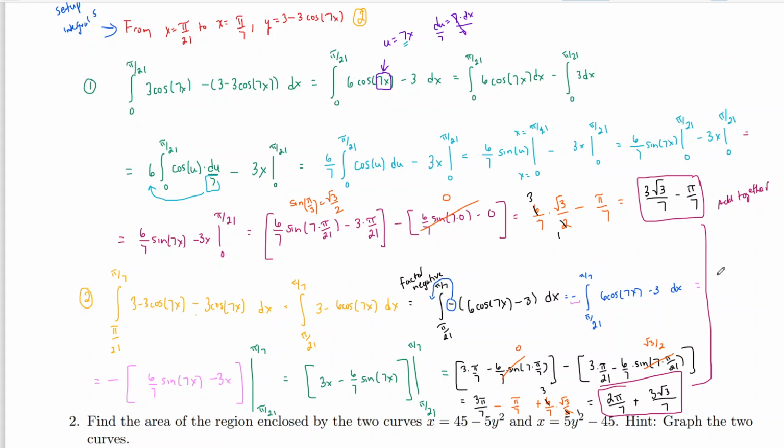We add them together, we get 3 times the square root of 3 over 7 minus pi over 7 plus, and then we have plus 2 pi over 7 plus 3 times the square root of 3 over 7.